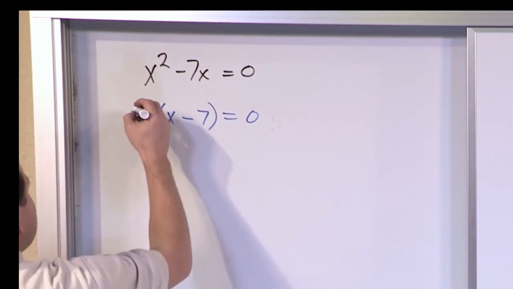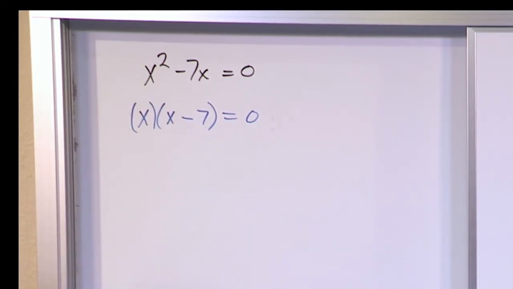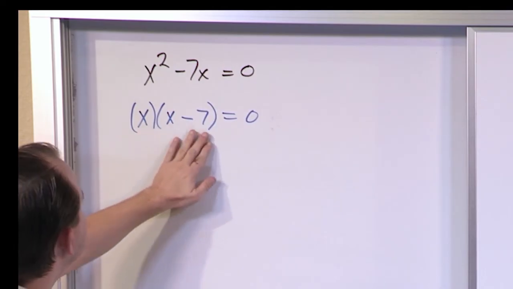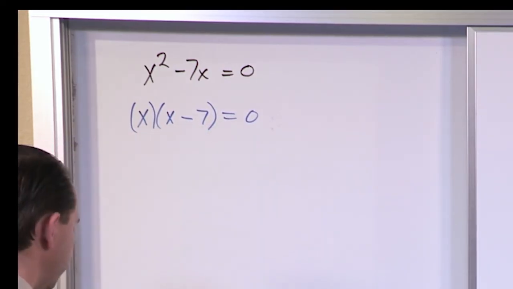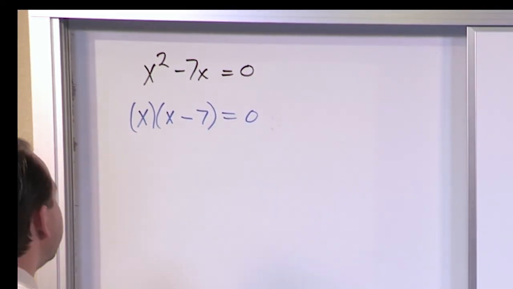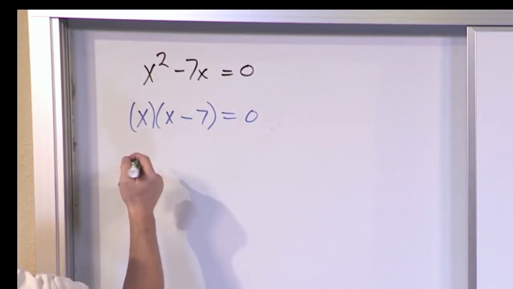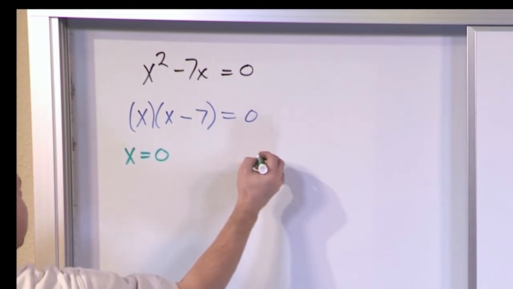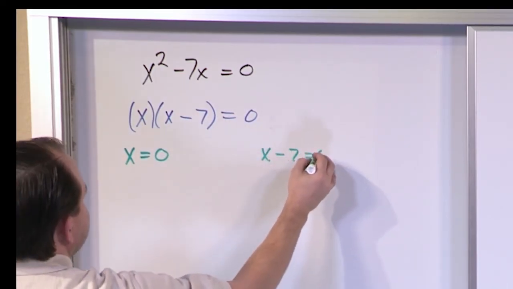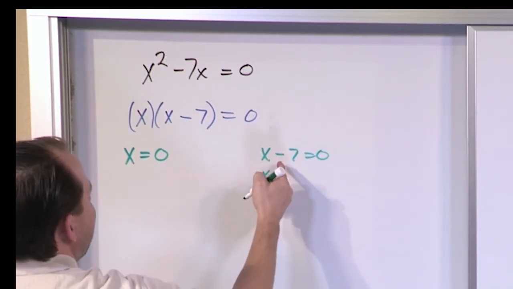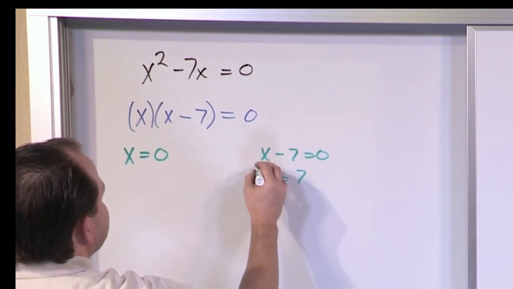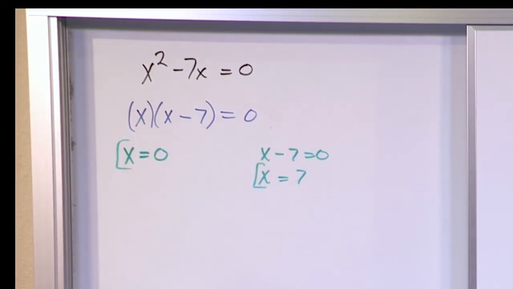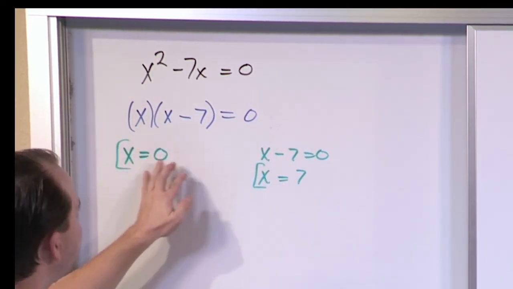Now, if you wrap parentheses around this, then you have two things multiplied together in parentheses and they're set equal to 0. So because of what we said a minute ago, you can set each one of them equal to 0. And the first one's easy. X can be equal to 0. The second one is x minus 7 is equal to 0. If you solve this, you just add 7 to both sides, so x is equal to 7. So we have two answers. X is equal to 0, x is equal to 7.